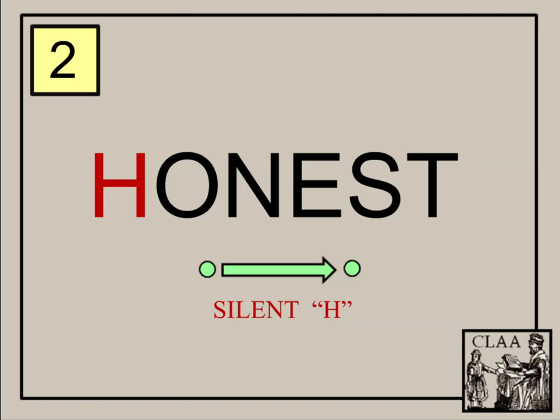In some words, the English letter H is also silent. The second sound made by the English letter H again is no sound at all. Let's read this word together with the silent H. Honest, honest, honest. This is an example of the silent H.